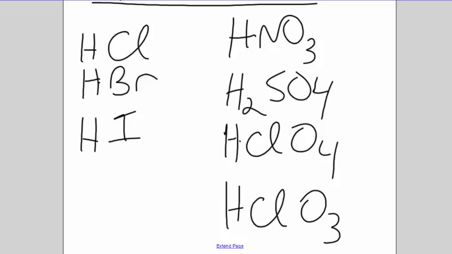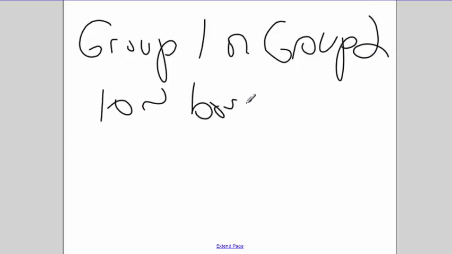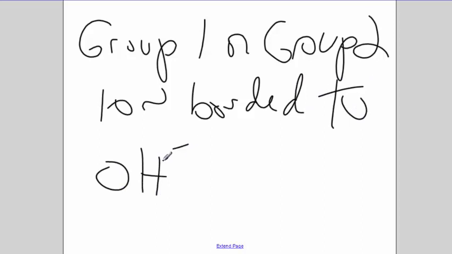Now, a strong base is a group 1 or group 2 metal or group 2 ion bonded to OH minus. Those are the strong bases. Sodium hydroxide, potassium hydroxide, strontium hydroxide. Strong bases. Any other kind of base is a weak base.